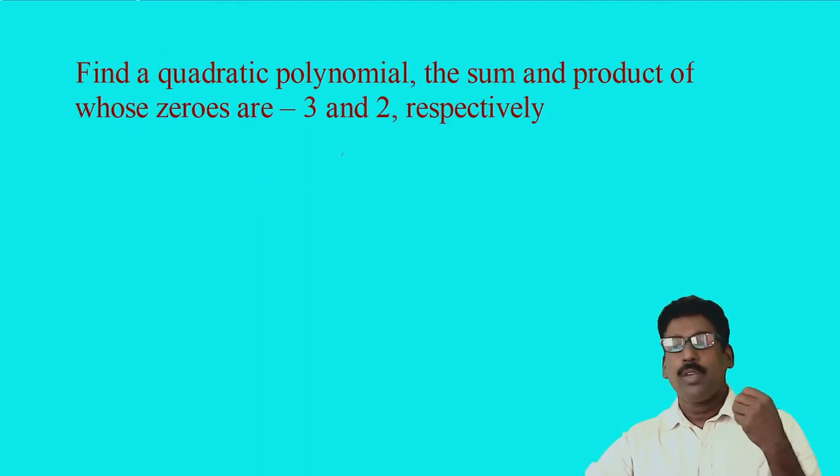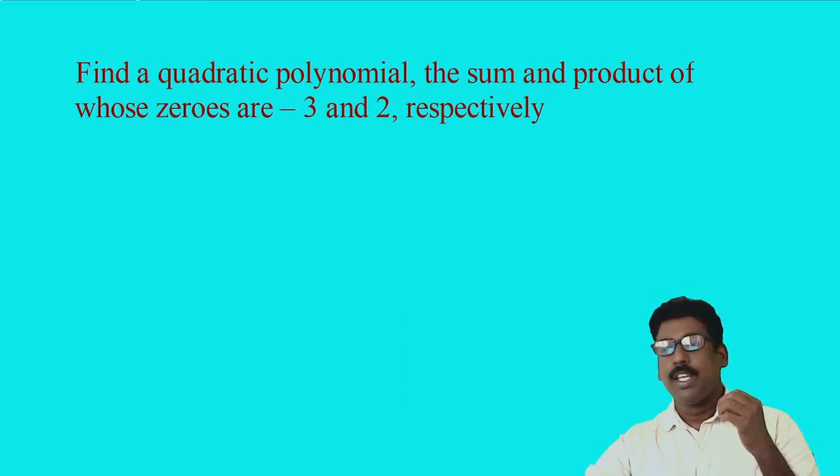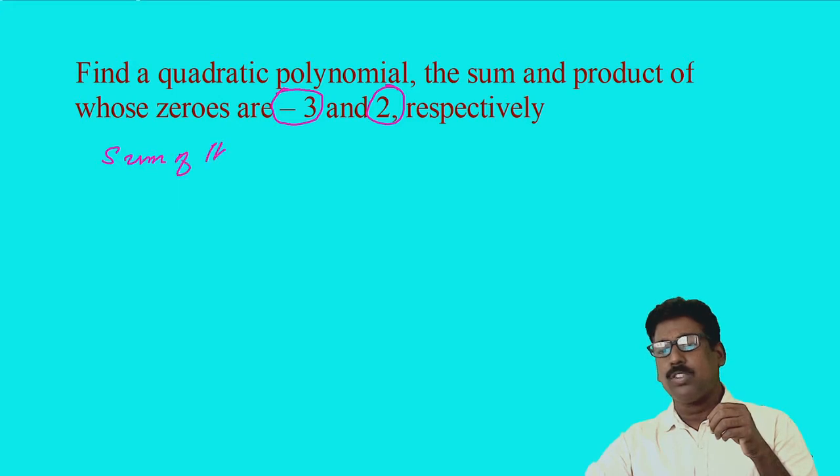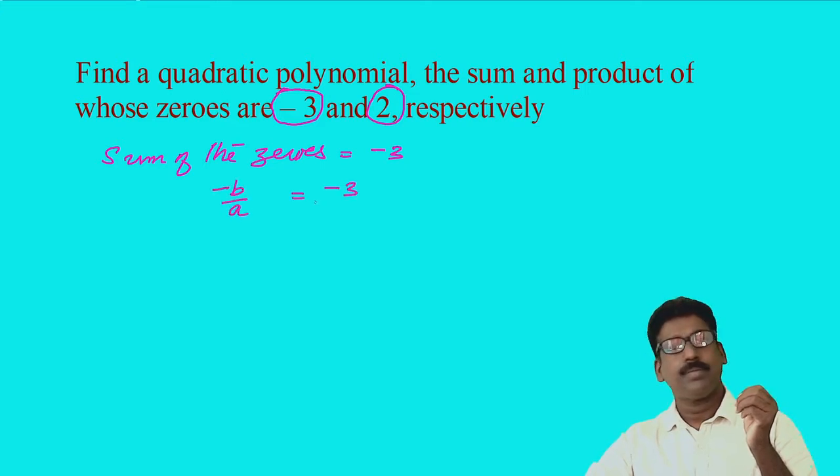Here is your question. Find a quadratic polynomial. The sum and product of the zeros are negative 3 and 2 respectively. That means sum of the zeros is negative 3 and product of the zeros is 2. So we can write sum of the zeros is equal to negative 3. You know sum of the zeros is equal to negative b by a, that is negative 3. Here negative 3 you can write it as negative 3 by 1.